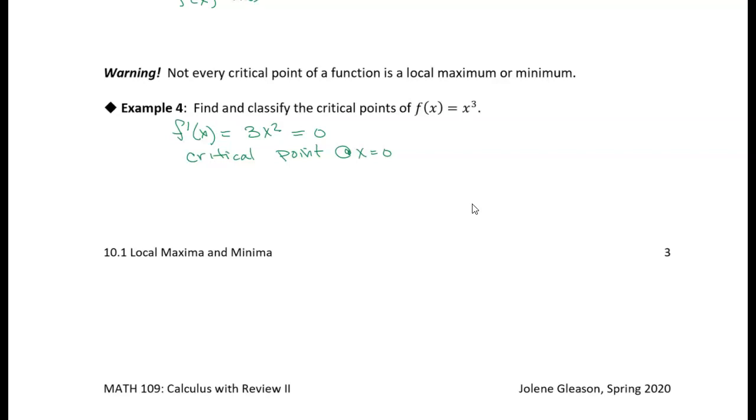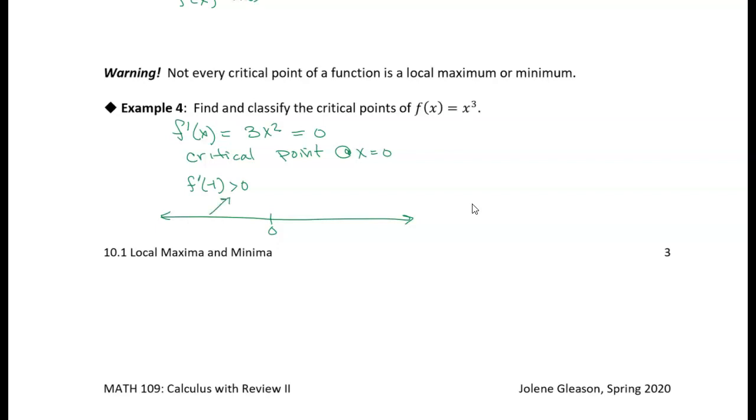Now, if I test the intervals, I can draw my little number line representing the domain of the function, right? And here's 0. If I test a value to the left of 0, I want to evaluate the derivative at negative 1. I put negative 1 into my derivative, not the original function, because I want to look at whether the function is increasing or decreasing at that point, right? Negative 1 squared is positive 1 times 3 gives you positive 3, so that's greater than 0. That means it's increasing.